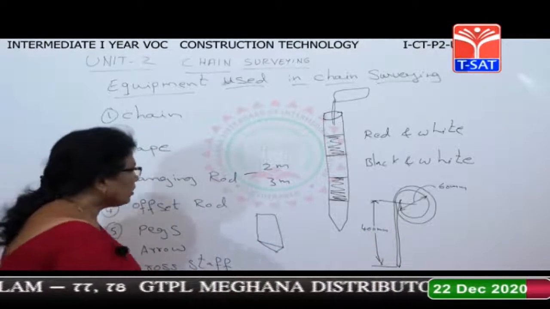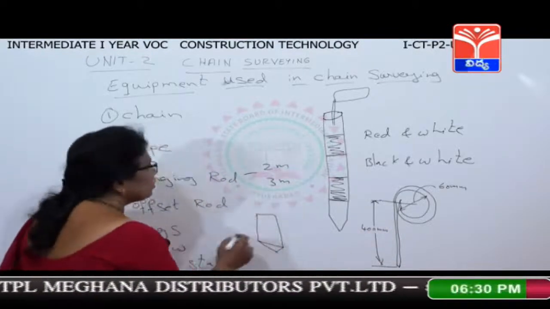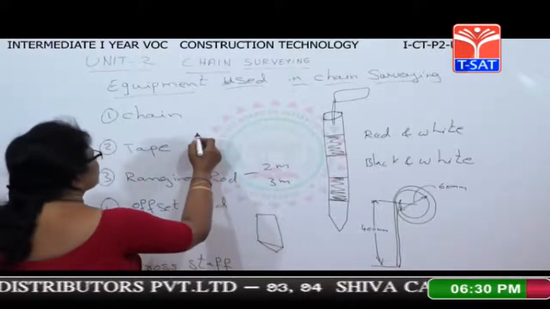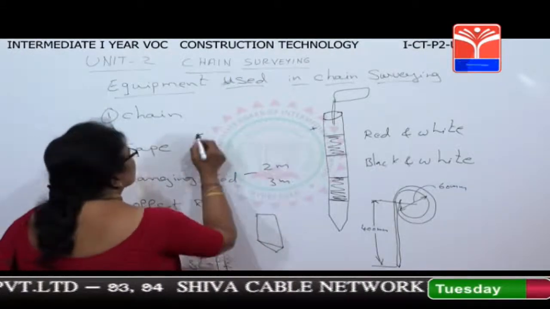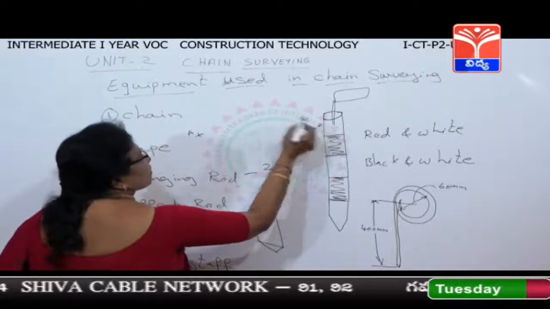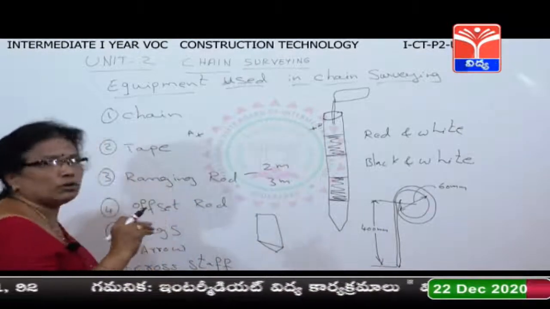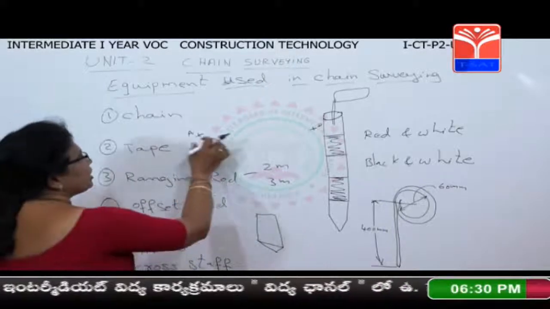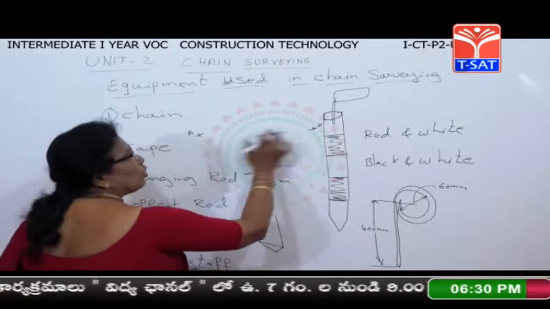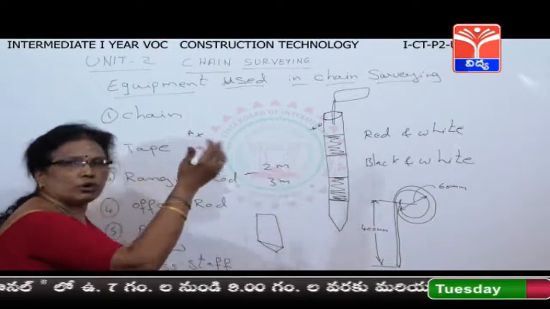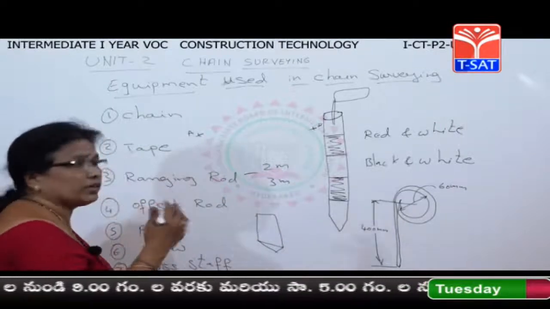See, suppose you are measuring the distances from here to here. This is station A and this is station B. One chain is not sufficient, as it is more than 30 meters. It may be 100 meters, 200 meters, or more than 600 meters, whatever it may be.